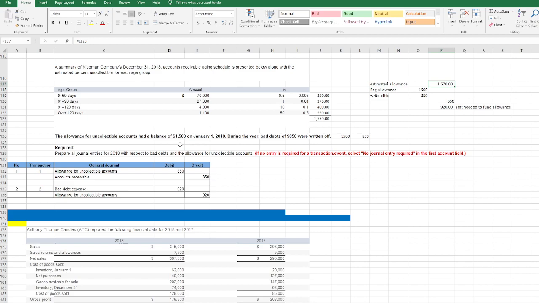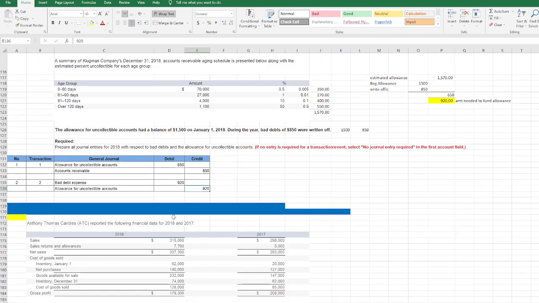It says we have a balance of $1,500, and we wrote off $850. So we take $1,500, we wrote off $850, leaves us a balance of $650. So when we take $1,570 minus $650, we need to fund the balance with $920. Let me go ahead and highlight that. And here are the entries. To write off, debit allowance for uncollectible accounts $850, get rid of the accounts receivable with a credit of $850, and then to fund the allowance, debit bad debt expense of $920, and credit allowance for uncollectible accounts $920.